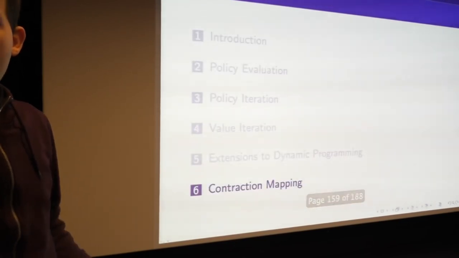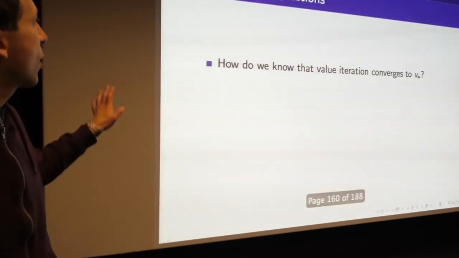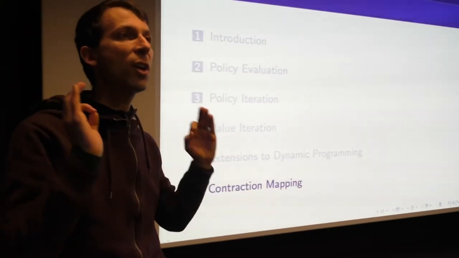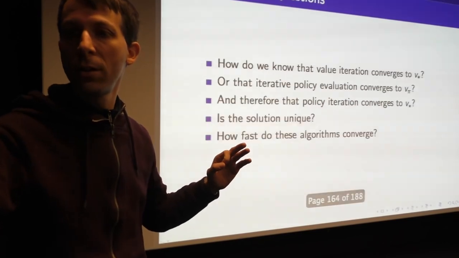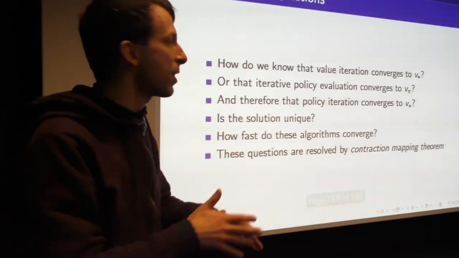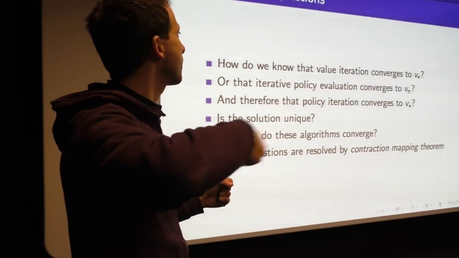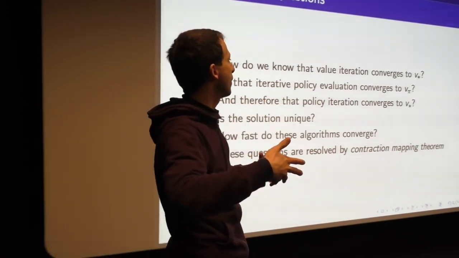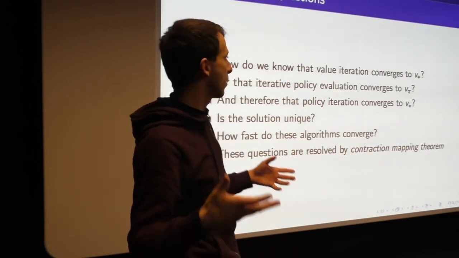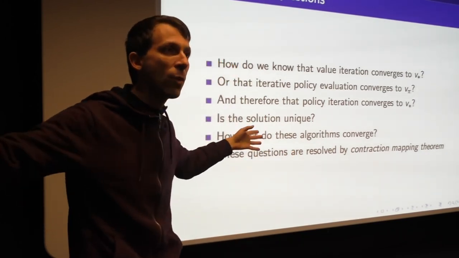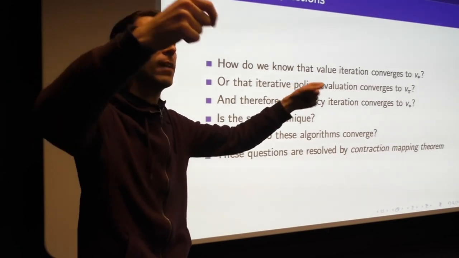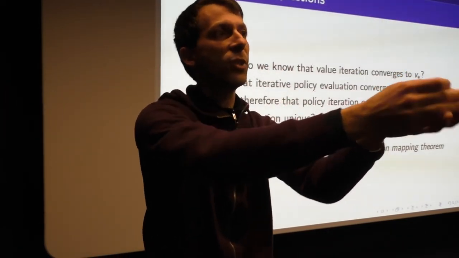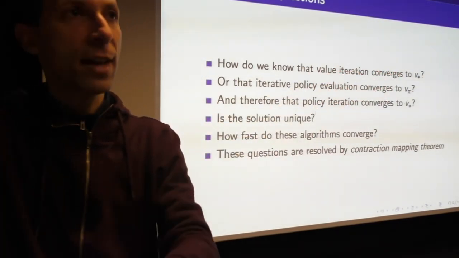I just want to point out that contraction mapping is in the lecture notes, and it shows you that if you start with any one of these algorithms, value iteration converges to V star, iterative policy evaluation converges to V pi, and policy iteration converges to V star. The way that all of these work is that the same iterations bring your value functions closer and closer together until you find one unique solution, which is the value function in that case. So that's just in the lecture notes.